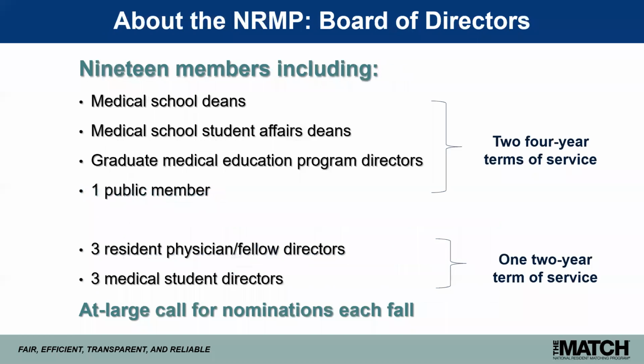Looking internally at the NRMP, we have a 19-member board of directors that includes medical school deans, medical school student affairs deans, GME program directors, and we always have one public member. Those individuals who sit on the board are elected for a 4-year term of service, and they can renew that once. So up to 2 4-year terms of service for these directors.